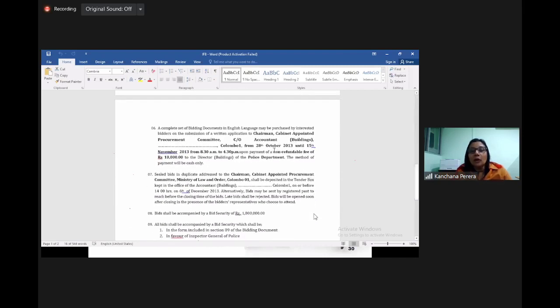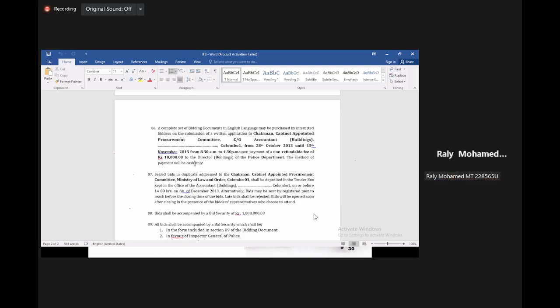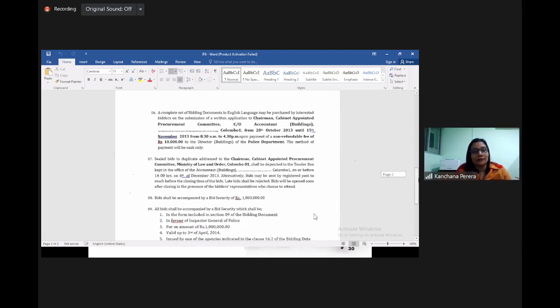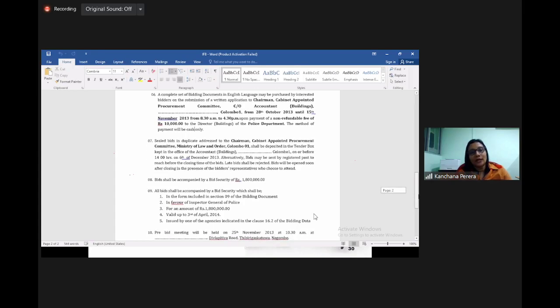And we talk about non-refundable fees. This is not a bid bond. What is this non-refundable fee in a tender? Why do we ask for a non-refundable fee? Anybody in the group, can you tell me why we ask for a non-refundable fee? Cost for the documentation and tendering. Yeah, cost of the documentation and tendering. Then we ask for a bid bond, right? Bids shall be accompanied by a bid security, right?